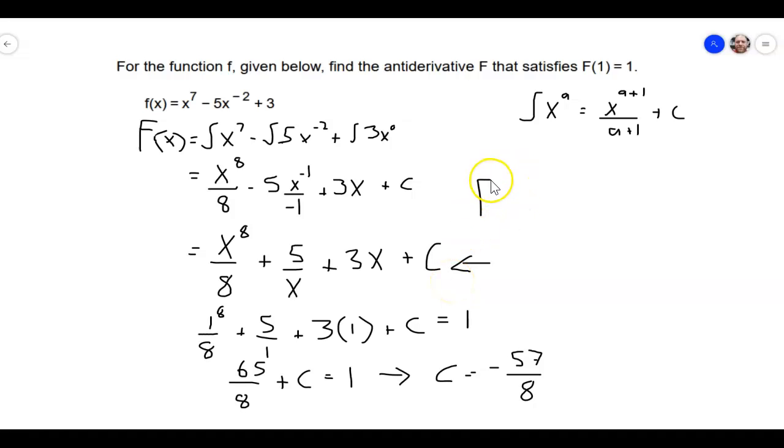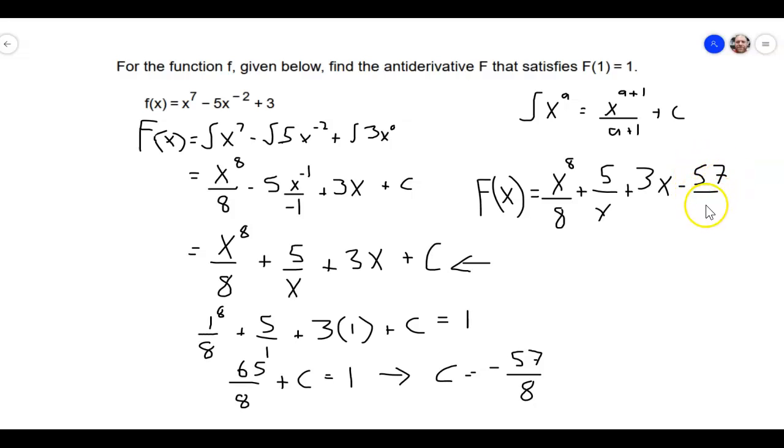So our big F of x is equal to x to the 8th over 8, plus 5 over x, plus 3x, minus 57 over 8. And that should be right there.